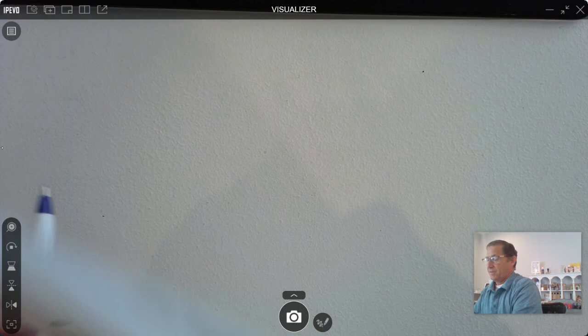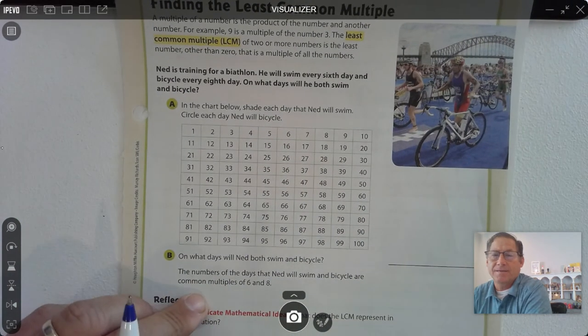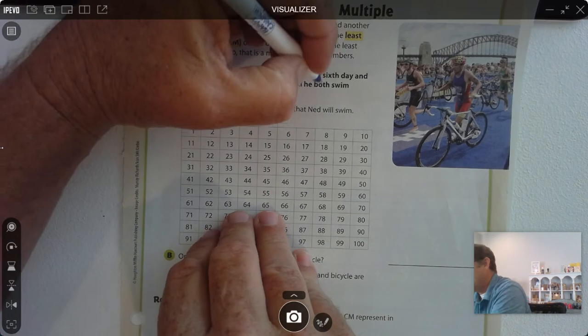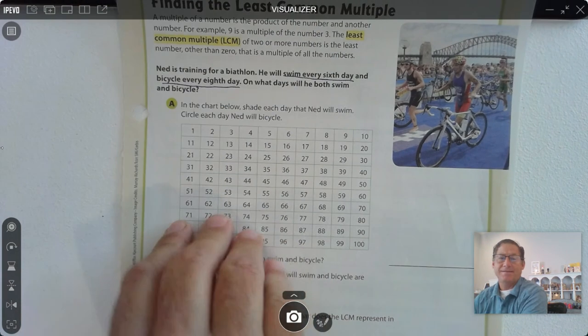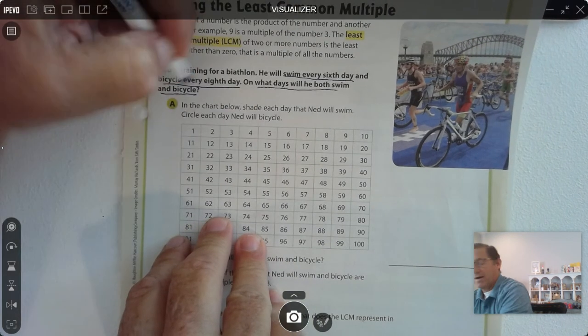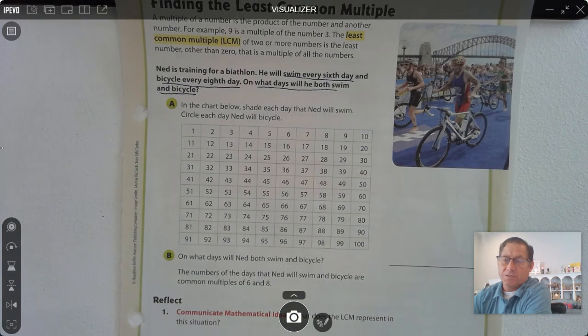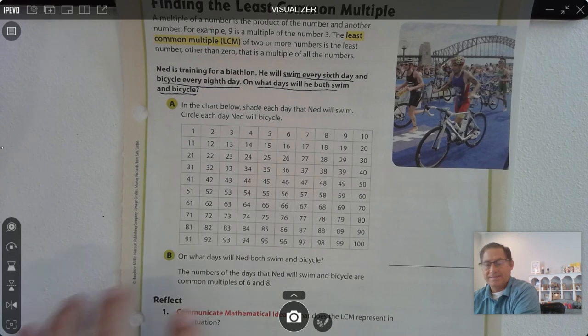Okay. So in this activity, Ned is training for a biathlon. He will swim every 6th day and bicycle every 8th day. On what days will he both swim and bicycle? So basically, this question is asking us to find the multiples of 6 and 8. So in the chart below, shade each day that Ned will swim. It says he'll swim every 6th day.